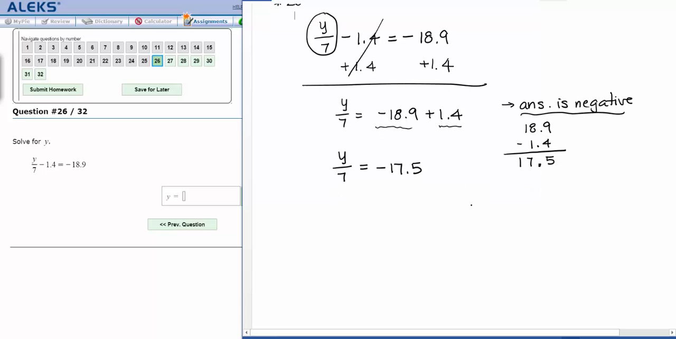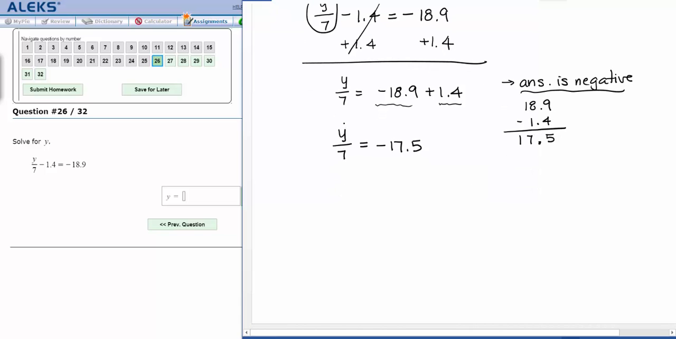Okay, now we're not quite done yet. Remember, we still want to get y by itself. And since we're dividing by 7, we do the opposite. To make the coefficient 1, we multiply by 7. So that way we get 1s. We've got to do that on both sides. So I have to multiply by 7 there.